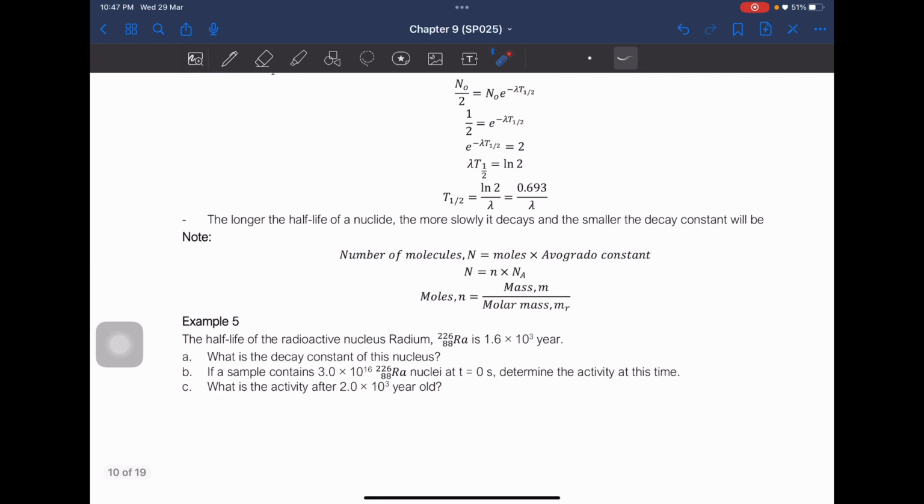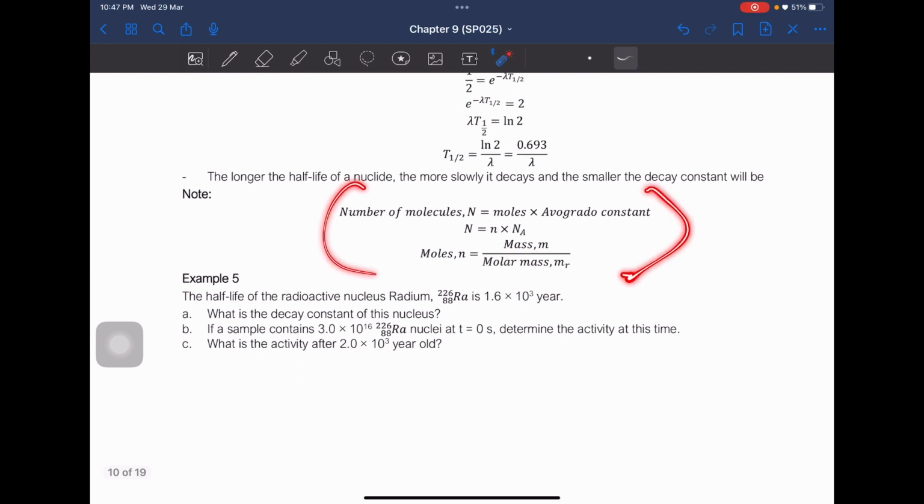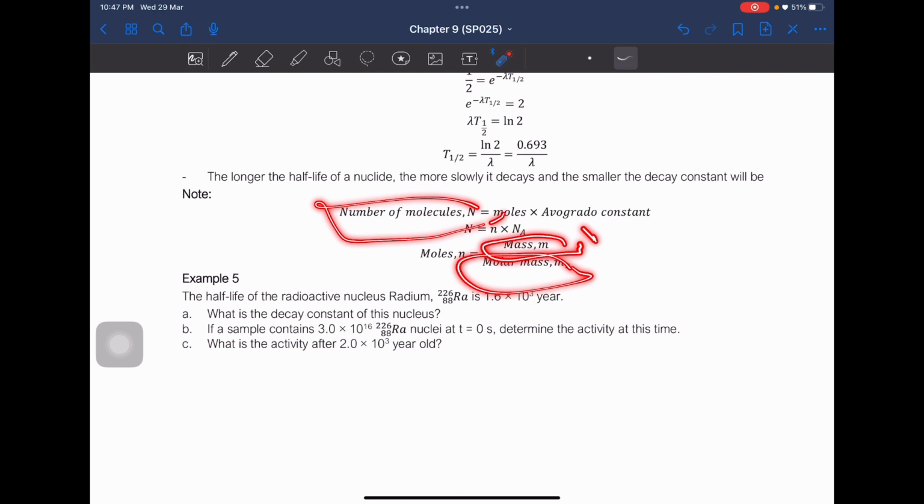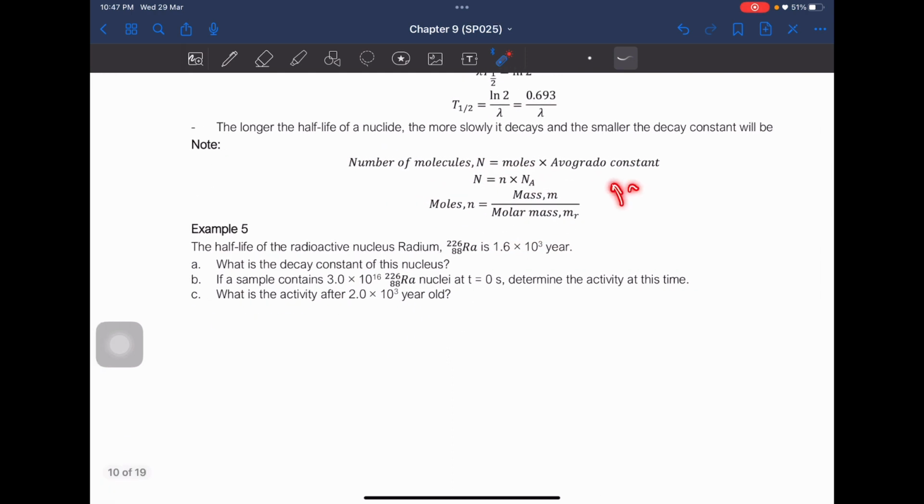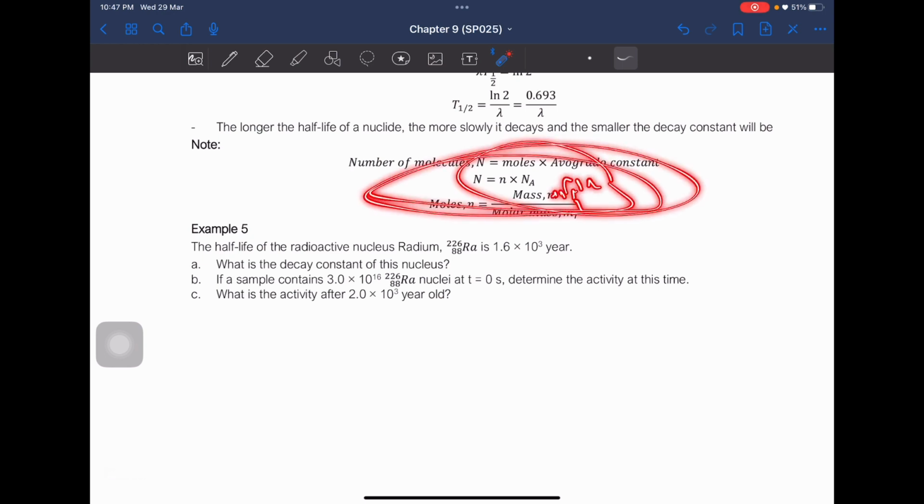Right, so this is a chemistry punya formula, because sometimes they will only give you the molar mass and the mass. So in order for you to find the number of molecules, you have to times it with the Avogadro constant. Tapi I believe you can still remember this one lah.